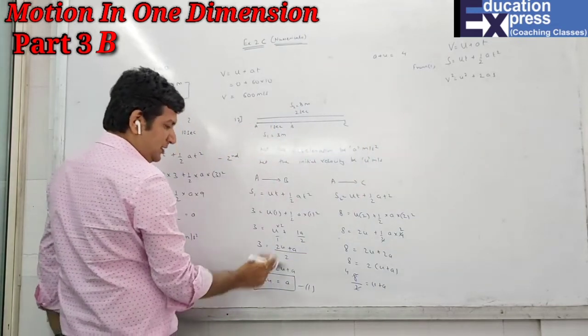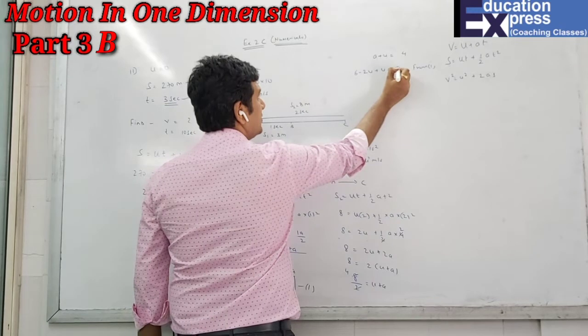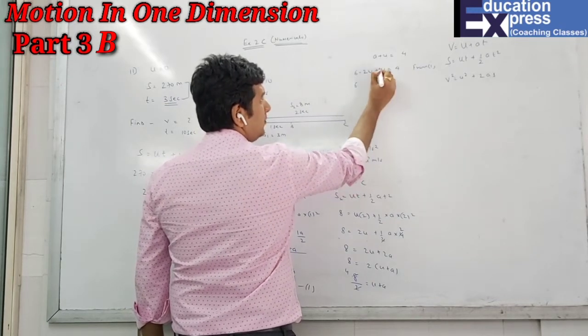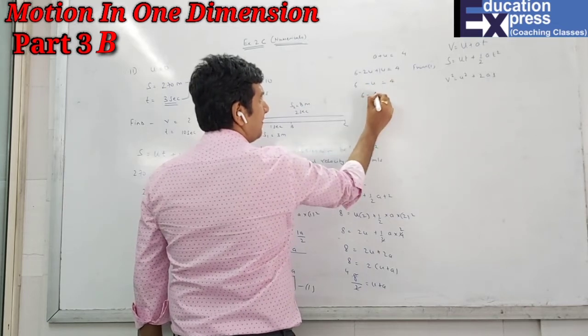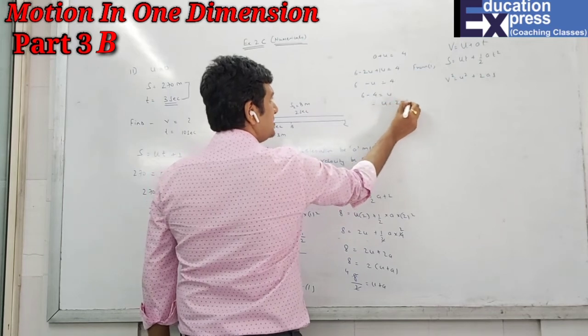Instead of a, what do I write? 6 minus 2u plus u equals 4. So 6 minus 2u plus u is minus u equals 4. The 4 will come here. Therefore, u is 2 meters per second.